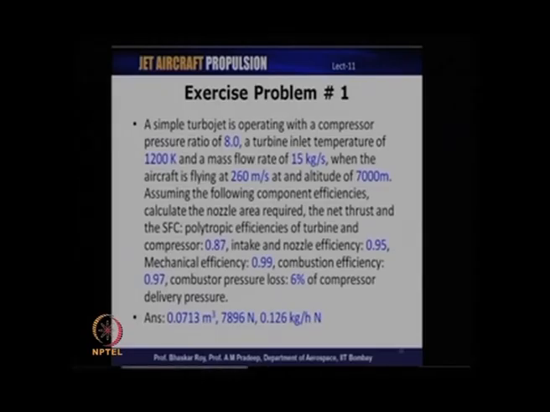So, we have today discussed 4 problems. We have solved 4 problems, 2 of them related to turbojet, one of them to turbofan and another one with turboprop. So, I have now 4 exercise problems for you, and the first one is to do with a turbojet engine which is operating with a compressor pressure ratio of 8, turbine inlet temperature of 1200 and mass flow rate of 15 kg per second. The altitude of the aircraft and the speed is given. So, assuming these efficiencies, that is polytropic efficiencies of turbine and compressor as 0.87, intake and nozzle efficiency as 0.95, mechanical efficiency as 0.99, combustion efficiency 0.97, pressure loss as 6% of compressor delivery. We need to calculate the nozzle area required, net thrust and specific fuel consumption. So, the answer to that is 0.0713 meter square, 0.7896 Newton, which is the thrust, and fuel consumption is 0.126 kilograms per Newton hour.